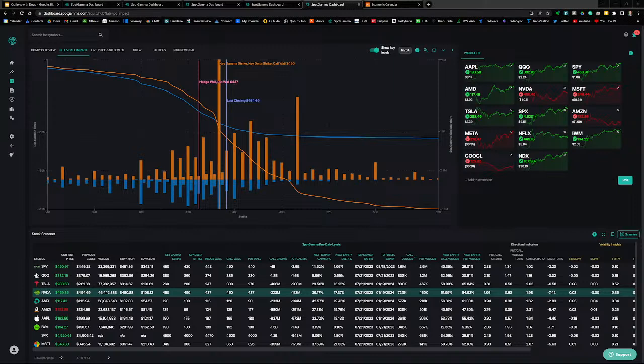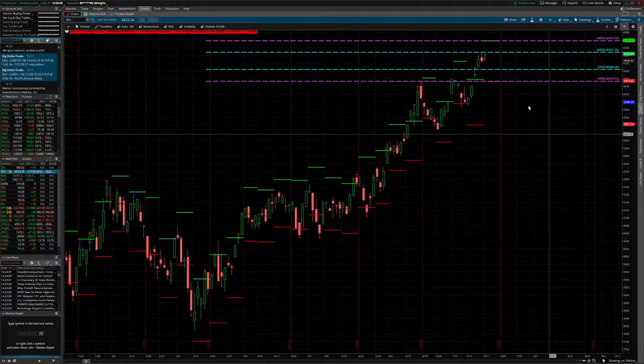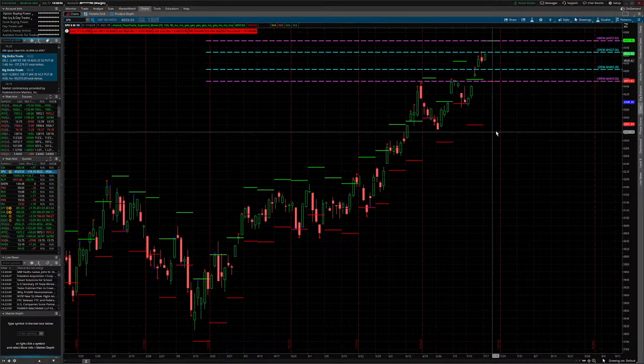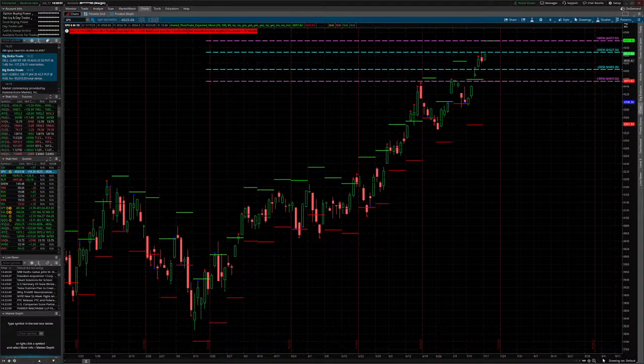All right, so I have this proprietary script that I got from somebody else, so I can't give this out, but it just marks these lines every week. They change every week. Mark the lower and upper expected move for the week. I like to see the history of that. That's why I'm using this script. So that's what I use for the weekly expected move.